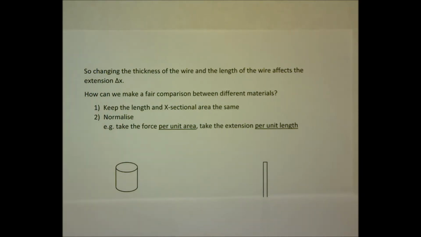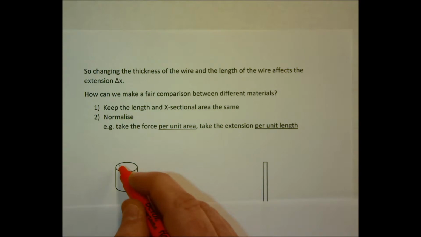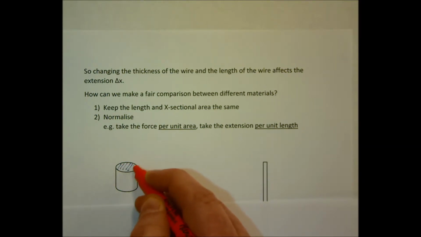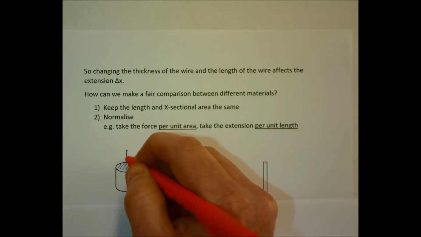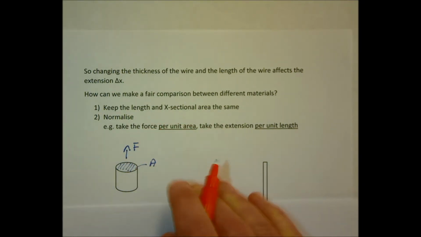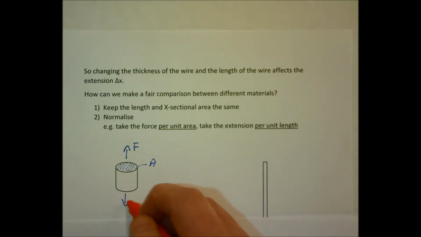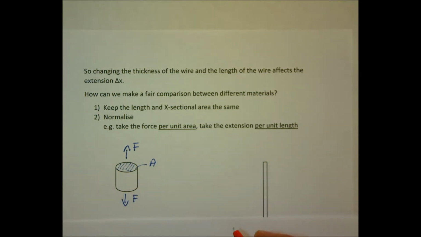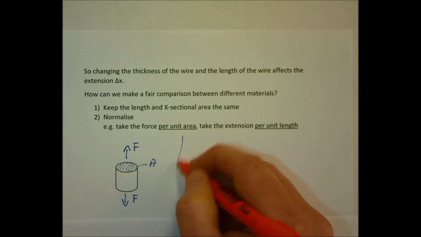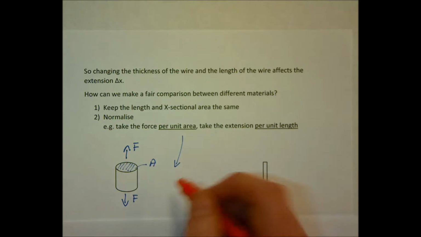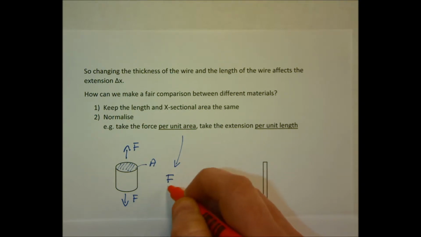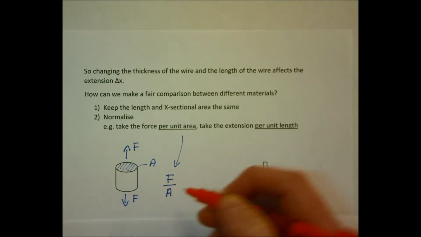Okay, look at this first example. We have a cross-sectional area we'll call A, and we are going to put it in tension, so we're basically stretching it with a force F. Now, instead of just recording the tension, the stretching force, we do force over area to normalise it.